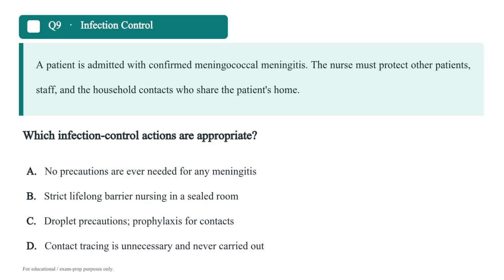Question 9. A patient is admitted with confirmed meningococcal meningitis. The nurse must protect other patients, staff, and the household contacts who share the patient's home. Which infection control actions are appropriate? Option A. No precautions are ever needed for any meningitis. Option B. Strict lifelong barrier nursing in a sealed room. Option C. Droplet precautions, antibiotic prophylaxis for contacts. Option D. Contact tracing is unnecessary and never carried out. Pause here and choose your answer.